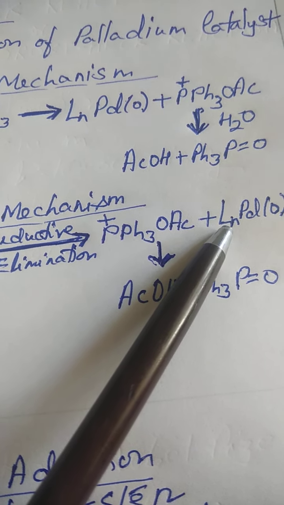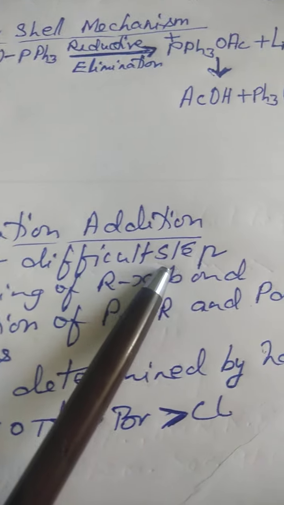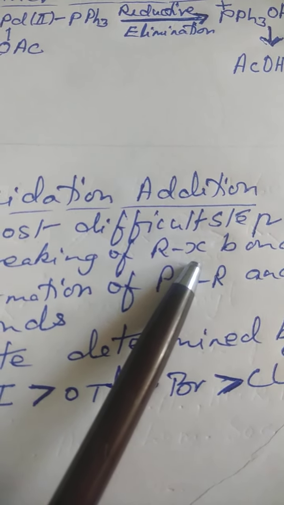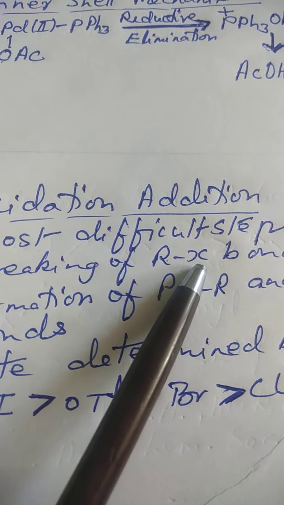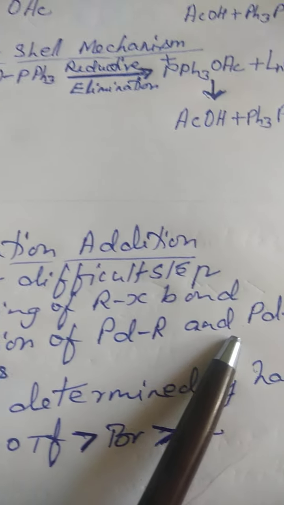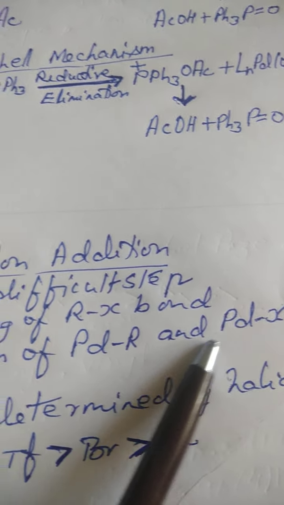Now let's move on in the mechanism to the next step, which is the oxidative addition. Oxidative addition is the most difficult step. Why? First, the R-X bond is broken, and secondly, there is formation of Pd-R and at the same time Pd-X. On one side R is attached, and on the other, X is attached to this palladium catalyst.